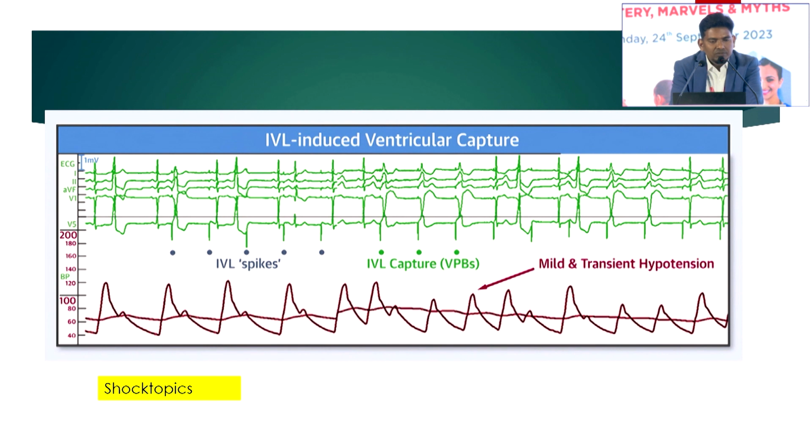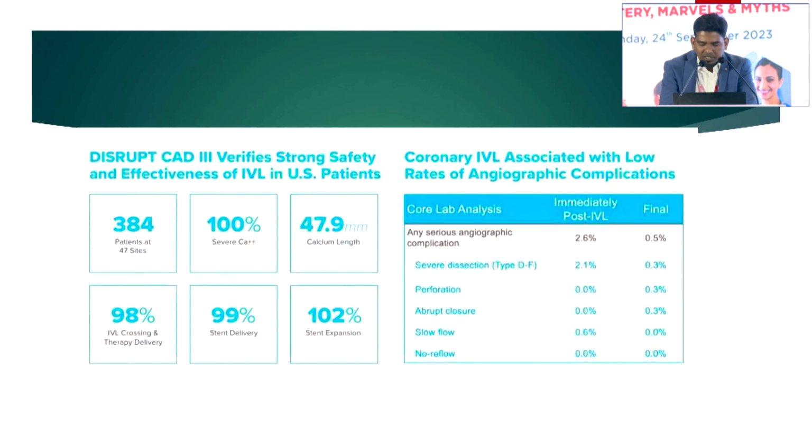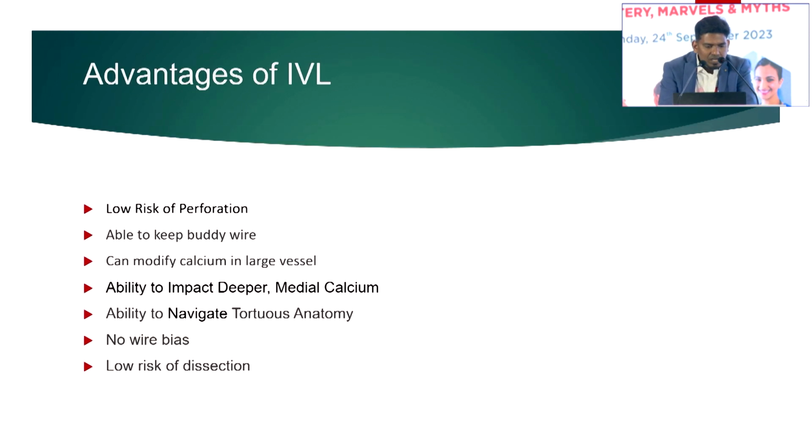One thing you can see is that whenever you are giving pulses in the IVL balloon, you can see spikes. They are called shock topics, and most of the time they will be asynchronous spikes. They won't capture, but whenever the patient's heart rate is less than 60, they may capture, though not that much. It will be a transient one only.